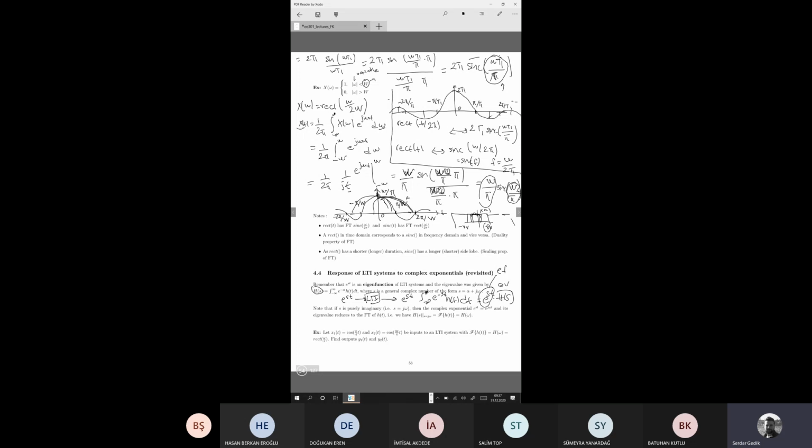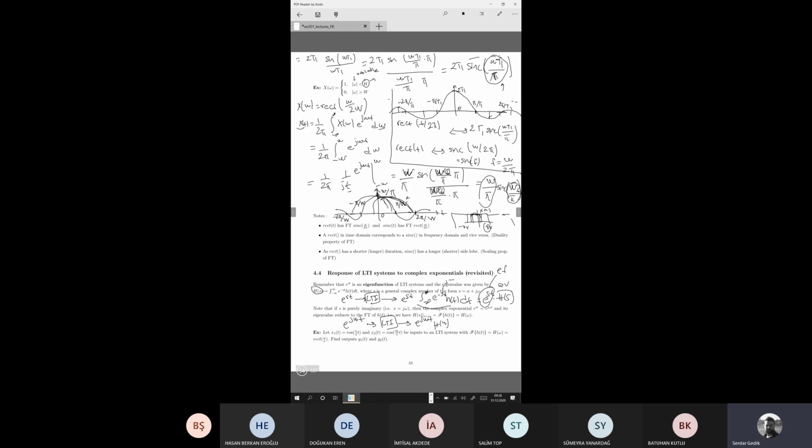So if s is purely imaginary, let's say in the form of j omega, then we have nothing changing. We have e to the power j omega t at the input of my LTI system, and at the output again I have e to the power j omega t times H of omega. Okay, so H of omega is actually nothing but the signal with s equals j omega.